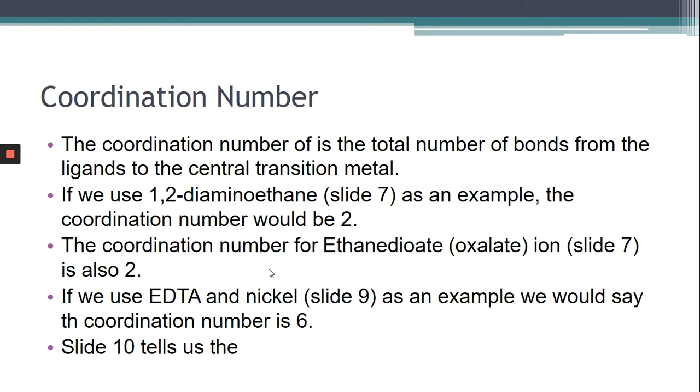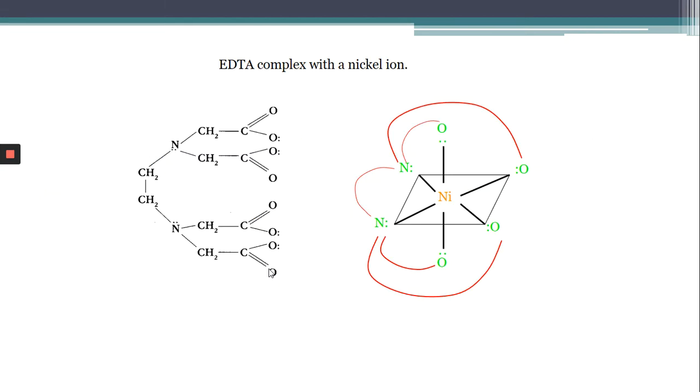If we look at EDTA, we can see that the coordination number is 6, 1, 2, 3, 4, 5, 6, because those black lines are trying to demonstrate 6 dative covalent bonds. The reason that we have got the square going around the ones in the middle is to try and help with the 3D shape, okay? That would be octahedral, wouldn't it? We've got the one at the top, the one at the bottom, and then the 4 in the middle. So that would be an octahedral shape.